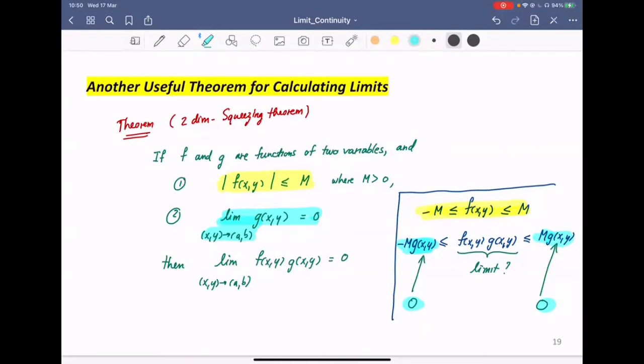2 dimensions. So in the next hour, we're going to come back and look at how to manipulate this theorem in some examples. Sounds good?